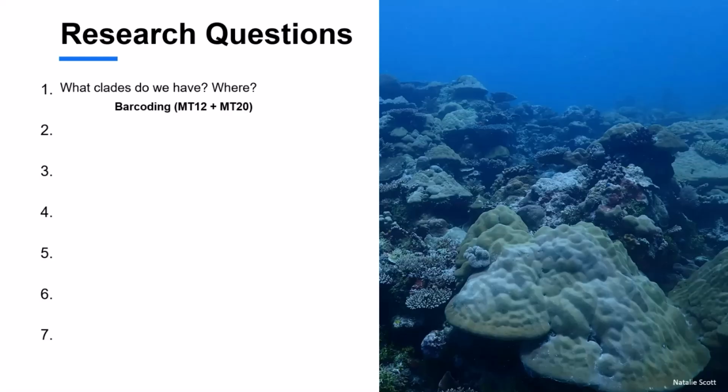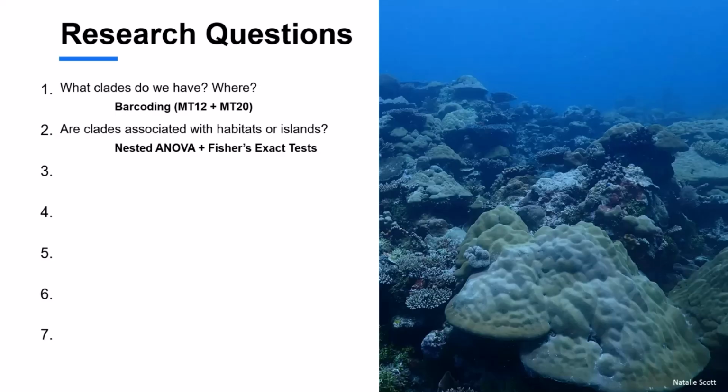So this leads me to a couple of research questions that I hope to clarify my goals with. First of all, what clades do we have and where do we have them? To answer that question, I'll be using the mitochondrial barcoding methods I mentioned a bit earlier. And also, once we know what clades we have and where we have them, are there any associations with those clades in terms of their habitat type or the island that they were found on? To answer that question, I employed a nested ANOVA framework as well as pairwise Fisher's exact tests.